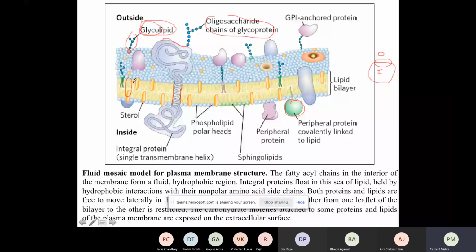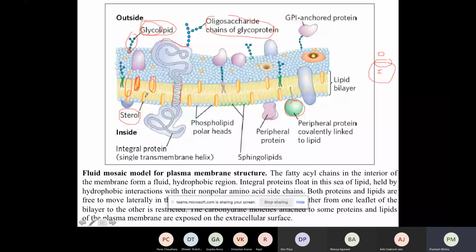Suspended here, this color, the orange color. This color molecule is known as sterol, and most animal cells have cholesterol. So this is the sterol. How is sterol present? Sterol is embedded in the lipid structure. You will learn about the function of the sterol. They are again a lipid molecule, and they are interacting with the fatty acids present in the membrane.